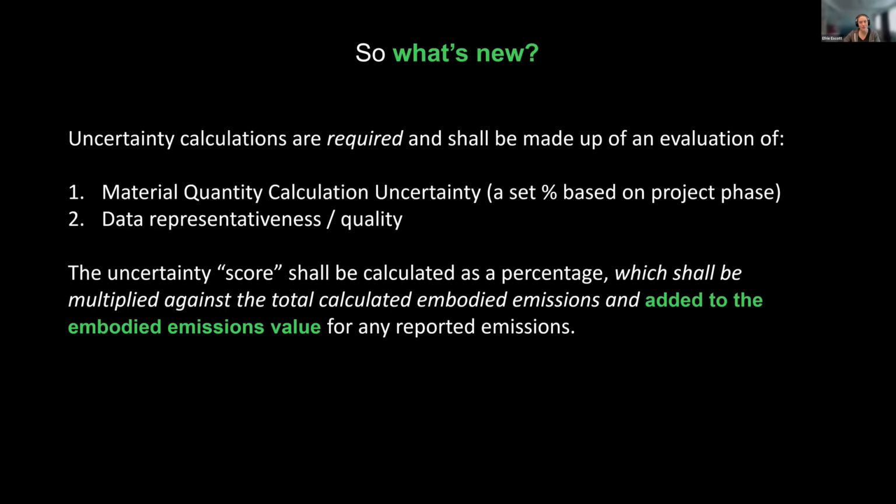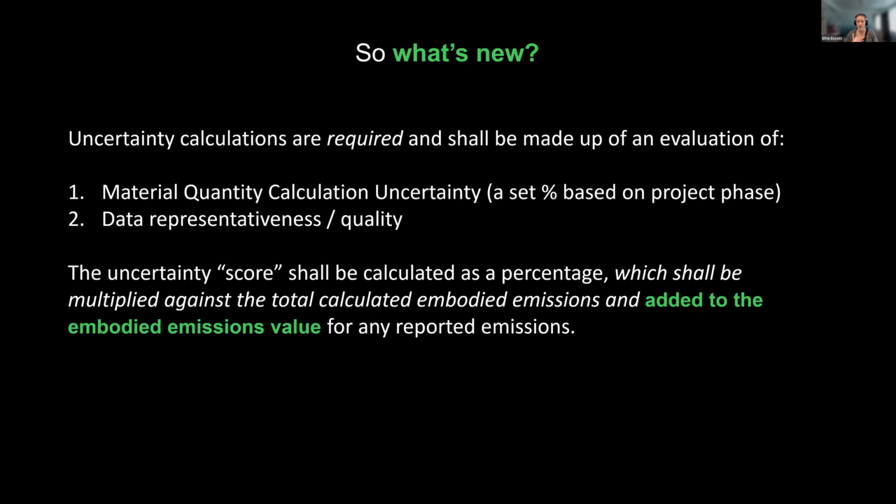Well, there's a real big change for everyone in LCA, which is you're going to have to do uncertainty calculations. So this is uncertainty made up of evaluation of essentially two big things. One is how much is your material quantity calculation correct? These are set percentages based off of your project phase. So this is something that we received a lot of comments on, that the quantities seem too low, that it would be really onerous on project teams to be able to figure out what this percentage is, yada, yada, yada.